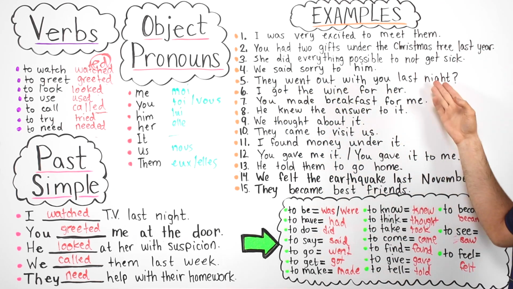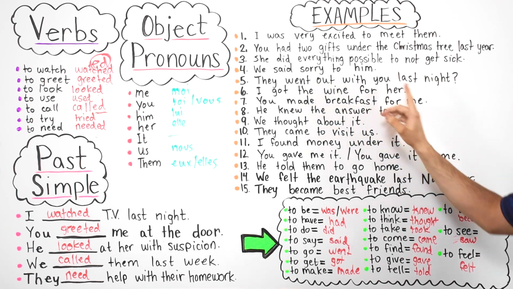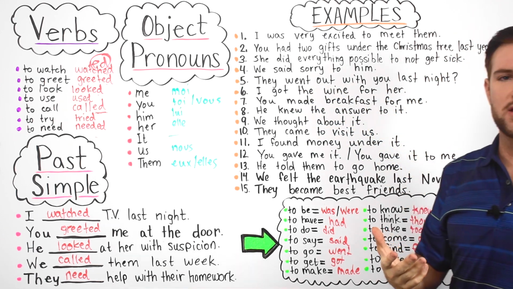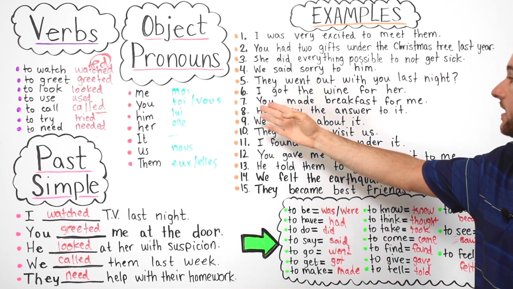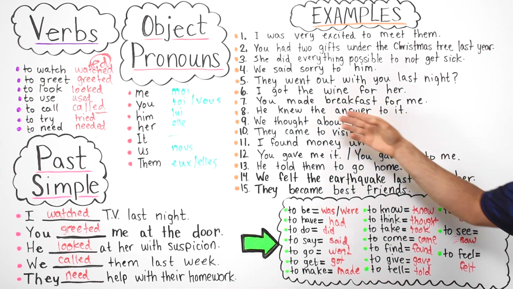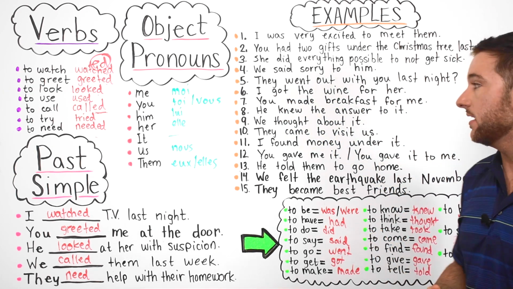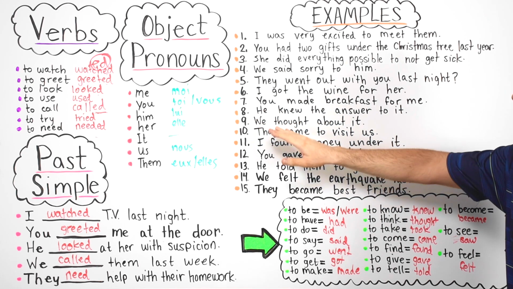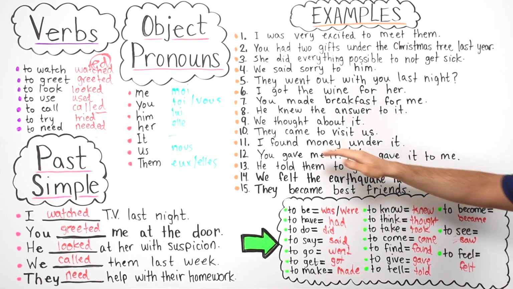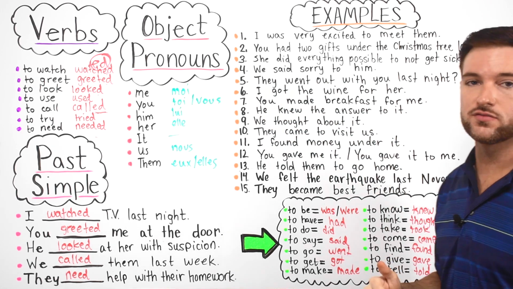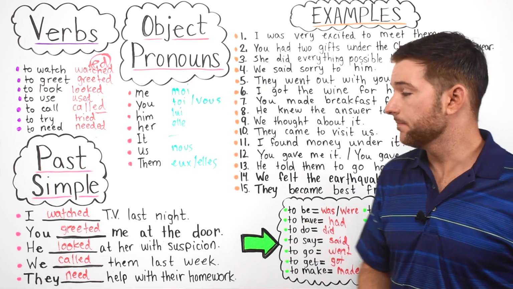They went out with you last night? It's a question. C'est une question. So, elles sont sorties avec toi la nuit dernière? I got the wine for her. J'ai acheté le vin pour elle. And then, you made breakfast for me. You made breakfast for me. Tu as fait le petit déjeuner pour moi.